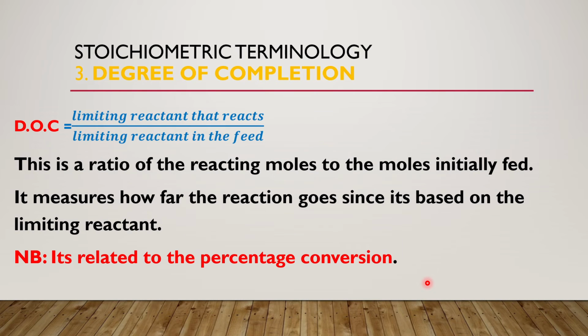And then thirdly, you've got the degree of completion. The degree of completion, the DOC, is the ratio of the limiting reactant that reacts to the limiting reactant that is fed in the system. So how far the reaction will go can be determined by the DOC. It's also related to the percentage conversion, so how many moles of the limiting reactant can be converted to product. That's your DOC, or your degree of completion.